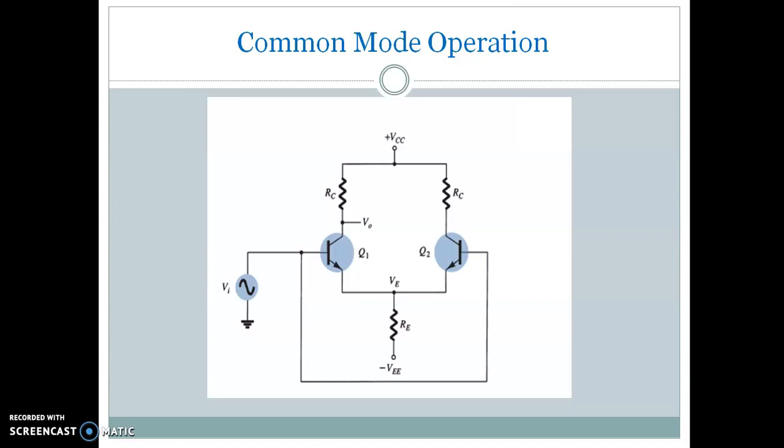So what is a common mode operation? The same signal feeding at both the terminals is called a common mode operation. Here you could see that the same signal is being fed to both the transistors. So therefore it is a common mode operation.